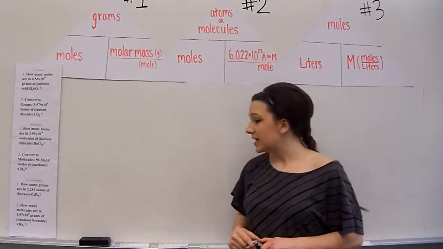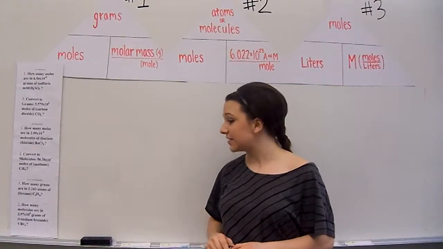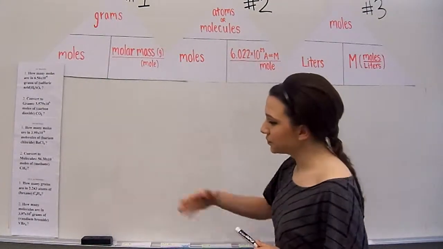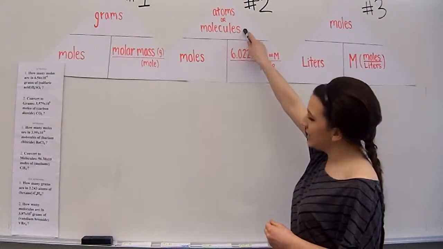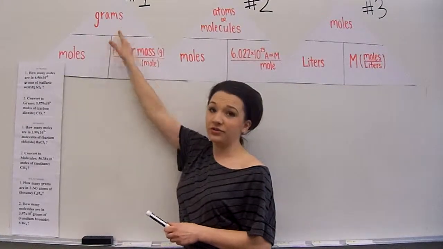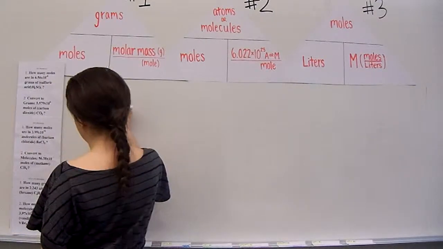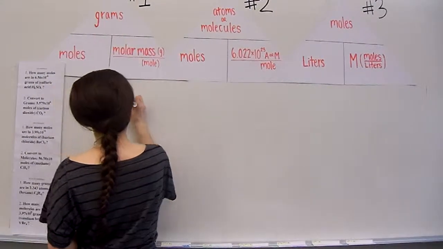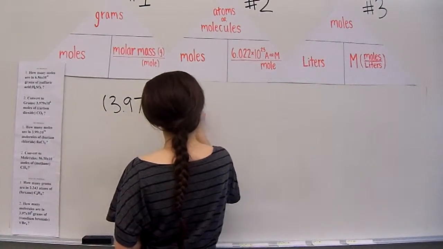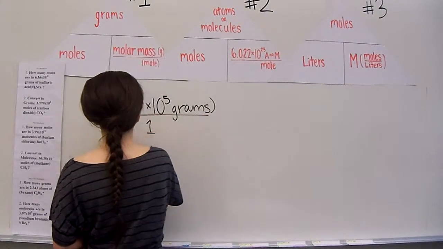The next problem asks, how many molecules are in 3.97 times 10 to the 5th grams of vanadium bromide, which is VBr2. It's asking for molecules, so we need to end up here, but it's giving us grams. Therefore, we know we're going to start with the first triangle. We are going to write our given on the top, which is 3.97 times 10 to the 5th grams, and we'll go ahead and put that over 1.